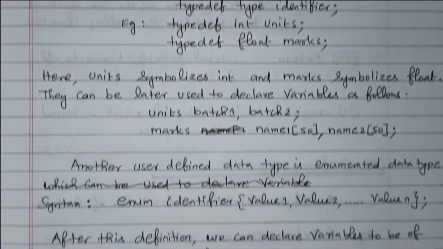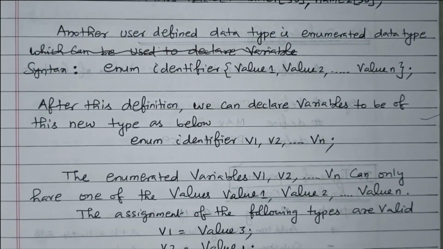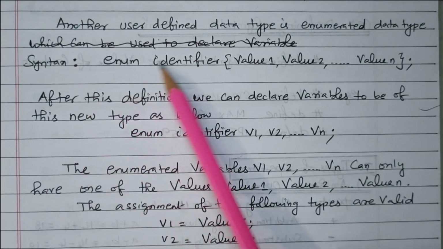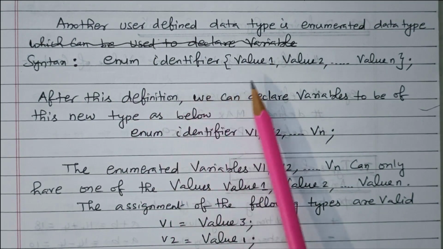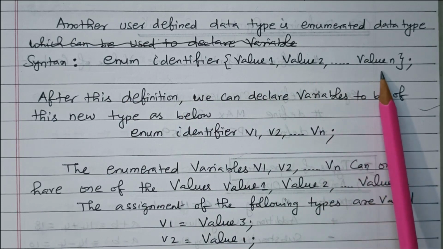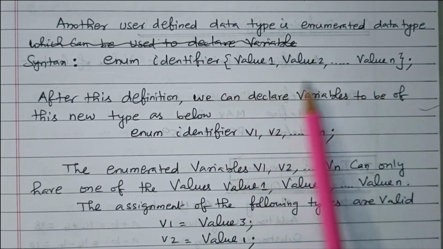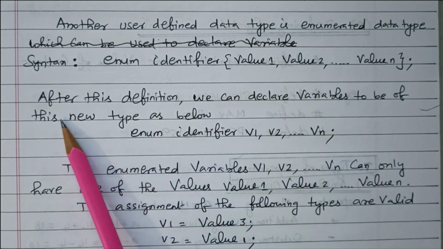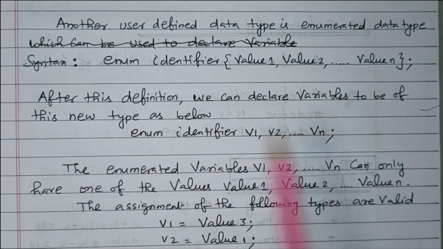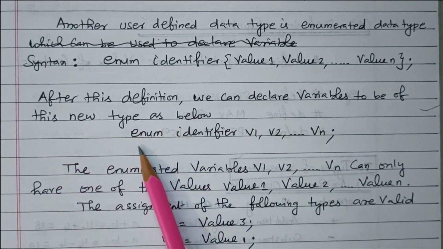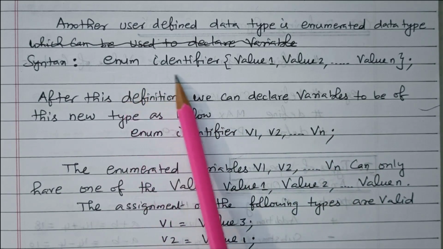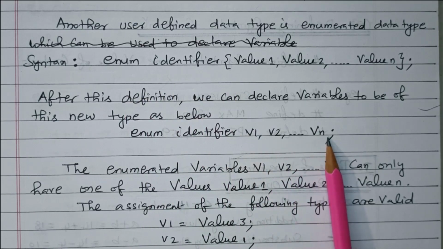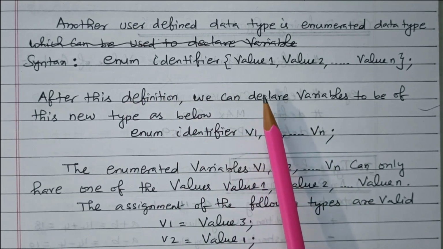Similarly, one more type is available, enumerated. We'll see the details about the enumerator. Another user defined data type is the enumerated data type. The syntax is enum identifier, then value1, value2 up to valuen, with the values given within opening and closing braces. After this definition, we can declare variables to be of this new data type: enum identifier v1, v2, v3. So already we declared the enum identifier, and here the values are available, and these are all the variables.